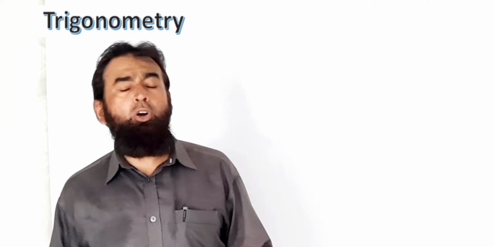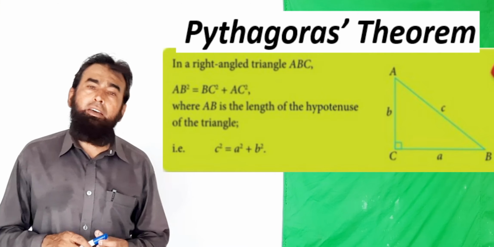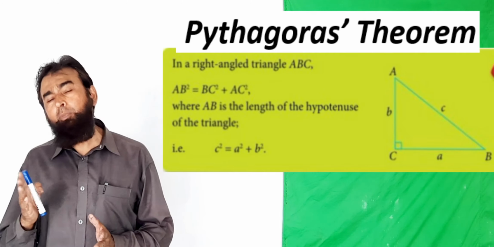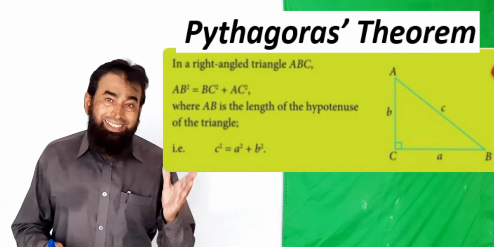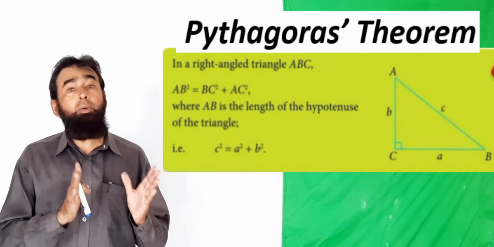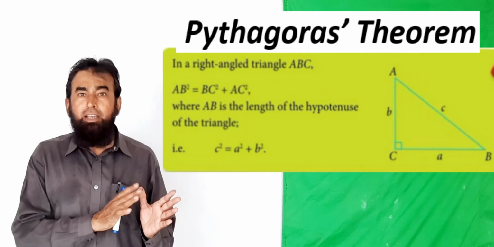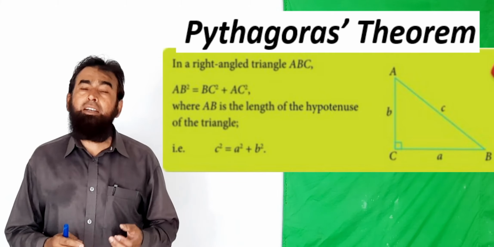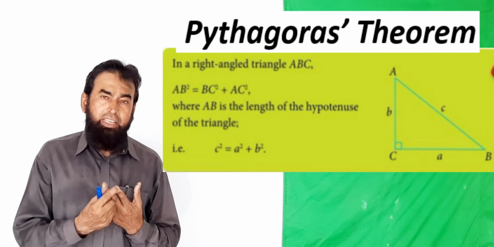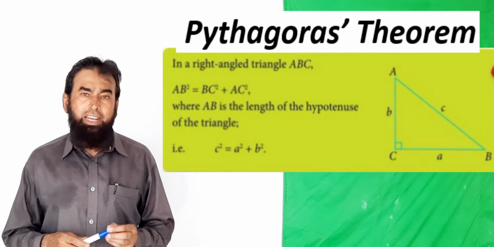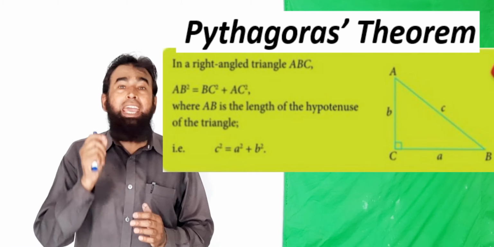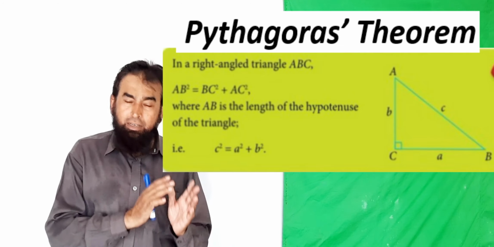I think you might be aware of the Pythagoras theorem. You know that the Pythagoras theorem is applied on a right angle triangle, and with its help you can find the missing sides of a right angled triangle, only if two sides are given. You know that in a triangle there are three sides. If any two sides of the right angled triangle are given, then you can find the third side with the help of the Pythagoras theorem. So keep in your mind, you cannot find angles with the help of the Pythagoras theorem.